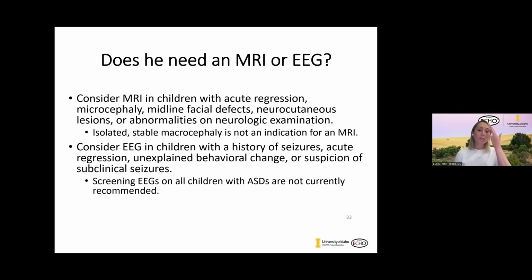Consider an EEG in children with a history of seizures, acute regression, unexplained behavioral changes, or suspicion of subclinical seizures. Screening EEGs on all children with ASD are not recommended. Next slide.